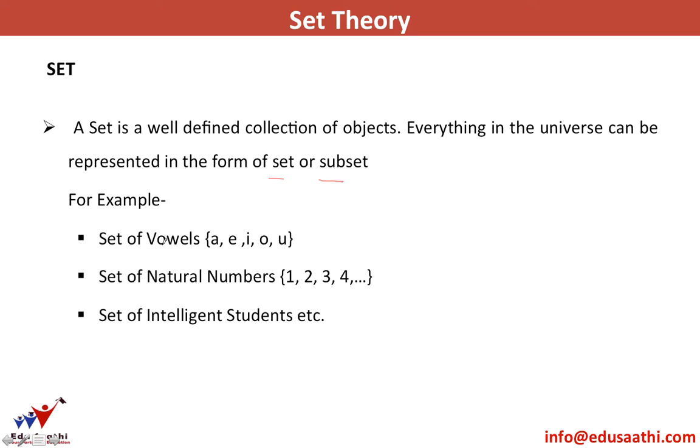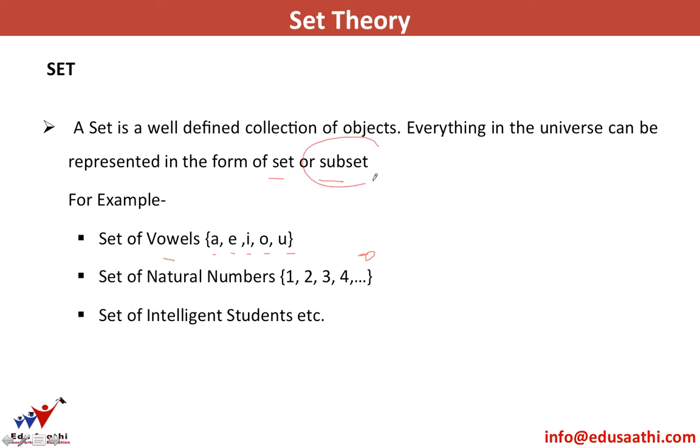For example, a set of vowels would be A, E, I, O and U. A set of natural numbers would be starting from 1 going till infinity. Then we can have a set of intelligent students. So basically anything can be represented in the form of a set.